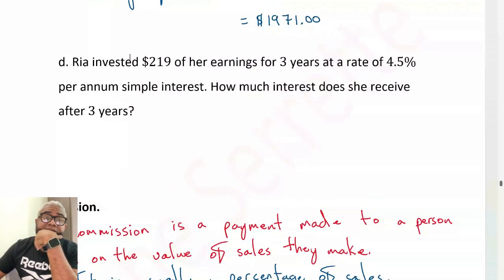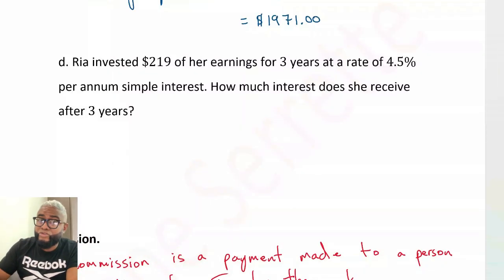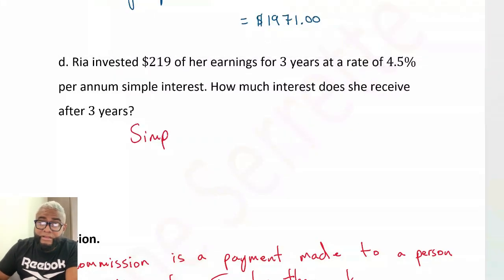Ria invested $219 of her earnings for 3 years at a rate of 4.5% per annum simple interest. How much interest does she receive after 3 years? We did simple interest. We know our simple interest formula. Somebody give me my simple interest formula.